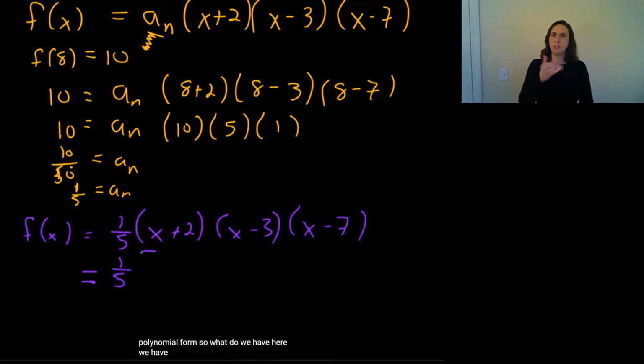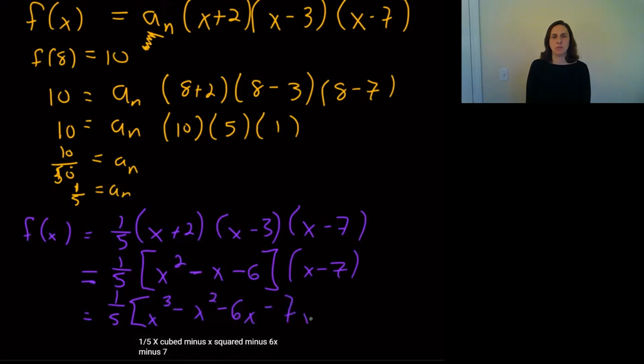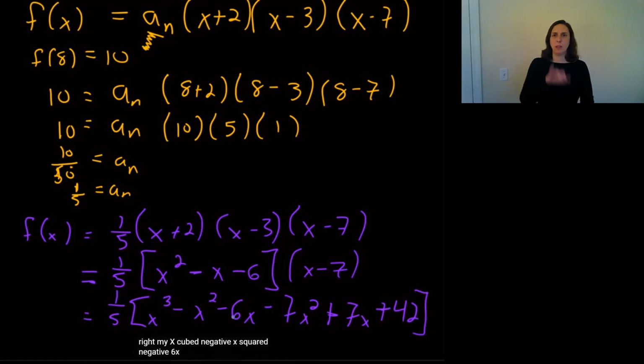So what do we have here? We have x squared minus 3x plus 2x, so minus x minus 6, times x minus 7, and then we'll multiply this through. So we get 1/5 times x cubed minus x squared minus 6x minus 7x squared plus 7x plus 42. Sorry, that's plus 7x. All right, my x cubed, negative x squared, negative 6x, negative 7x squared, positive 7x, positive 42.